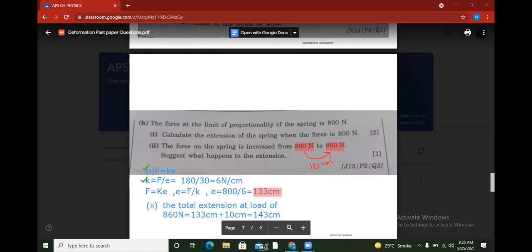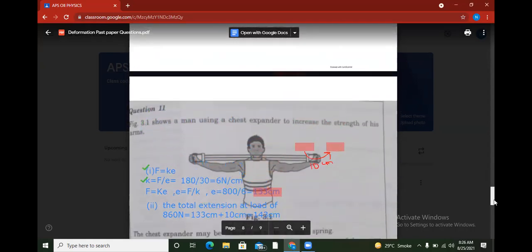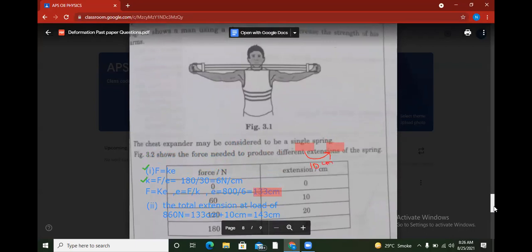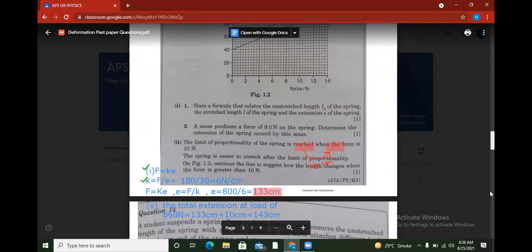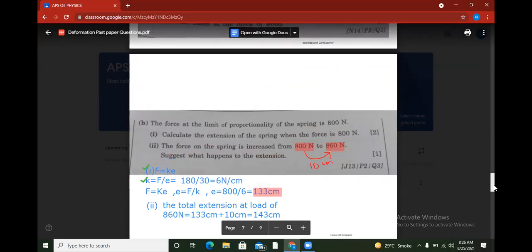Because we have just seen from our table that whatever load we are adding, the extension we get is only 10 centimeters. So again, whatever further load we add, we are doing it gradually. As you can see here, our first load is 0, then 60, so we are moving ahead in steps of 60. 60, then 120, then again we are adding a difference of 60, and the difference between 120 and 180 is again 60, and you can see the difference between 800 and 860 is again 60, so the extension must be linear between them. The difference between every extension is 10 centimeters. So for this question we have to add 10 to get the required answer.